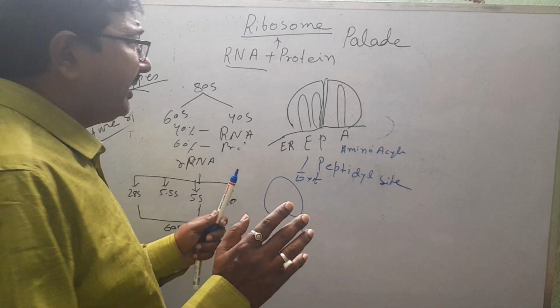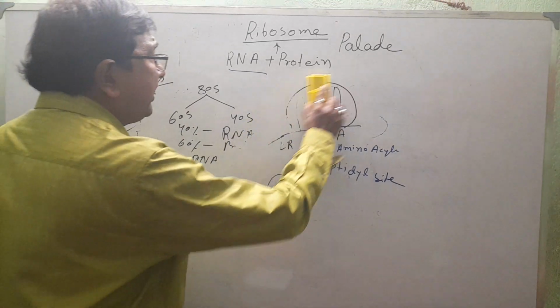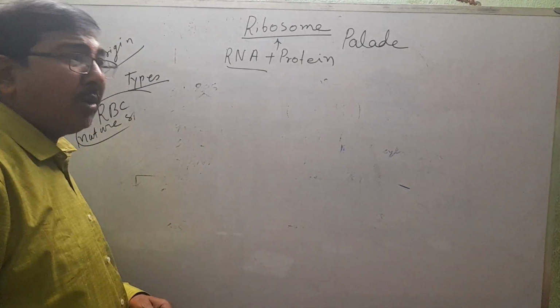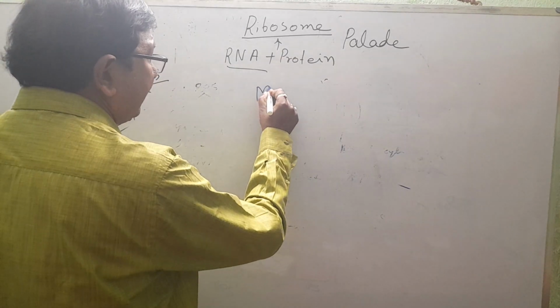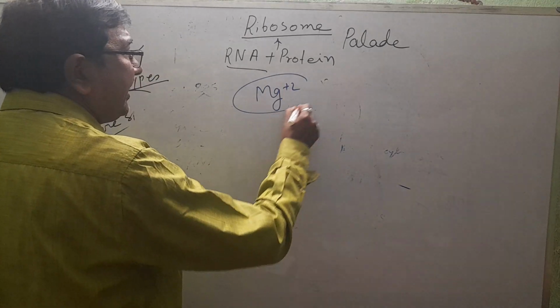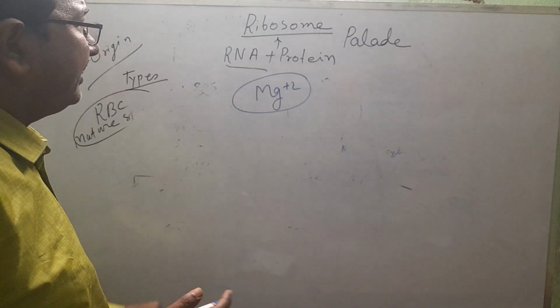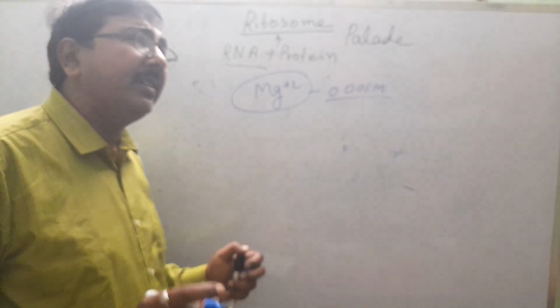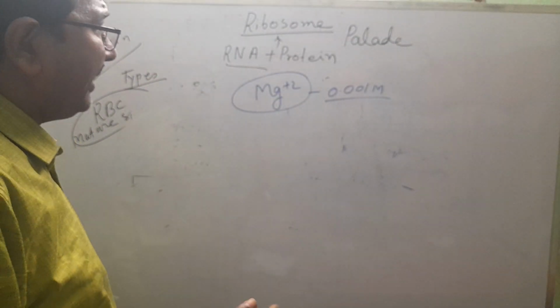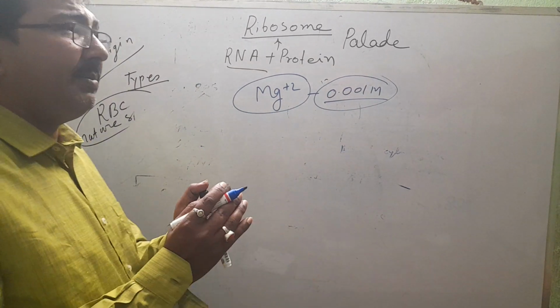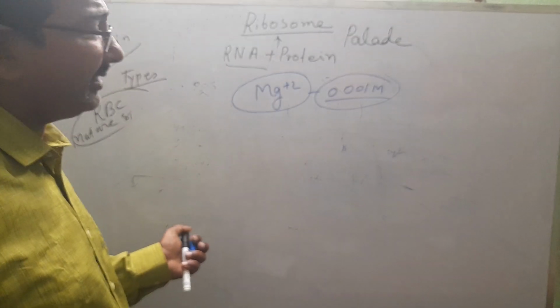Most of the time these two subunits are separate and not joined. When do they join? During protein synthesis they join each other. Another important thing is magnesium, which takes part in protein synthesis. If the magnesium concentration is 0.001 molar, the two subunits are attached and help to form protein. But if the concentration is less than 0.001 molar, the subunits dissociate.